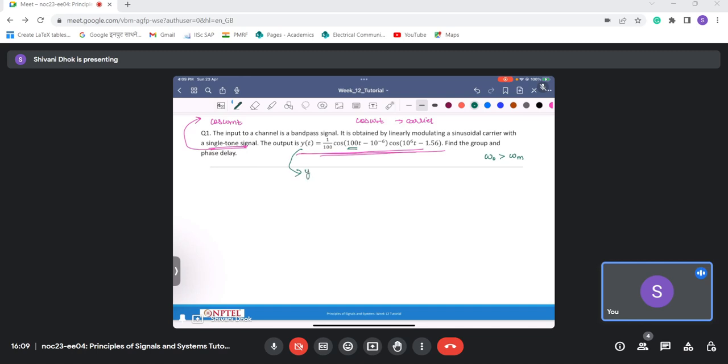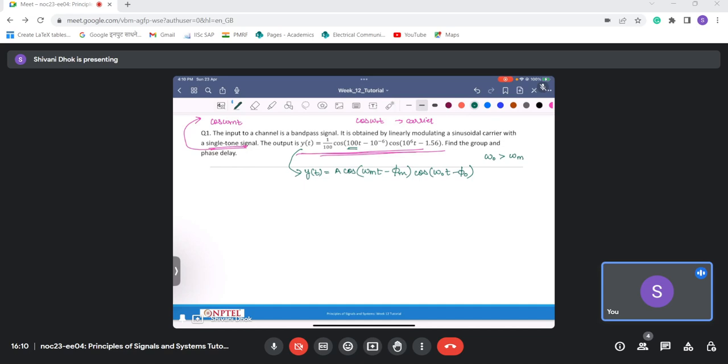So if we observe here, this y of t, which is the output, is basically of the form y of t is equal to a cos of omega m t minus some phase into cos of omega naught t minus some phase, let's say phi naught. So it is of this form. And now we need to find the group and phase delay of this signal.